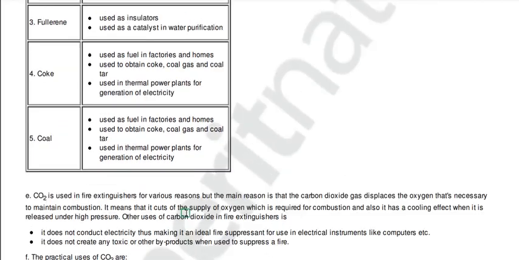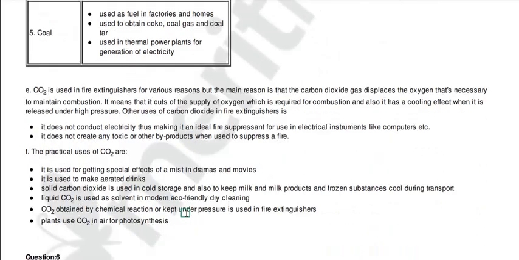4. Coke. Used as fuel in factories and homes. Coal is used to obtain coke, coal gas, and coal tar. Coal tar. Used in thermal power plants for generation of electricity. 5. Coal. Used as fuel in factories and homes. Used to obtain coke, coal gas, and coal tar. Coal gas is used in thermal power plants for generation of electricity.